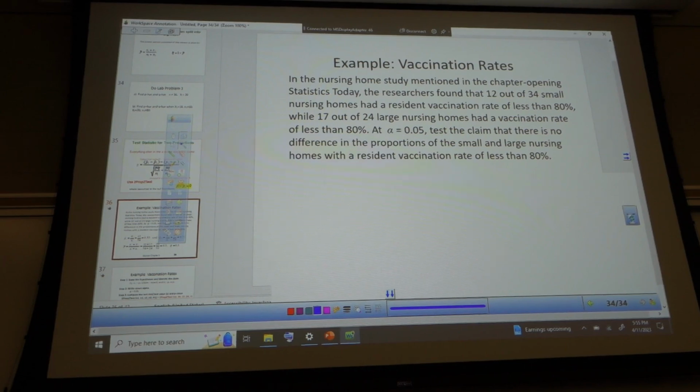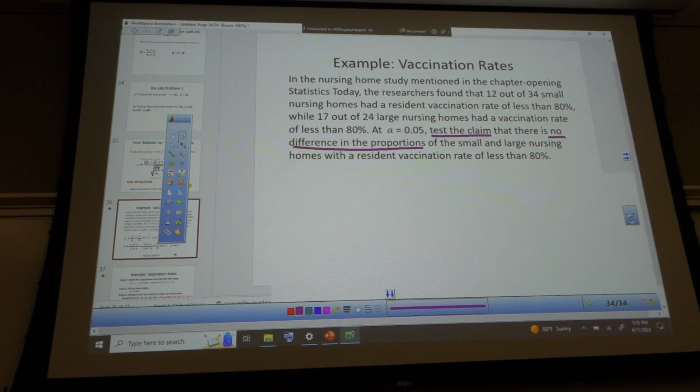Great. So first we're going to find the part where they're talking about a claim, or they're looking at testing, or a question, or they're trying to conclude something. So where is that? The last one, test the claim. Does everyone see that? Test the claim. What's my claim? There's no difference in the proportions.